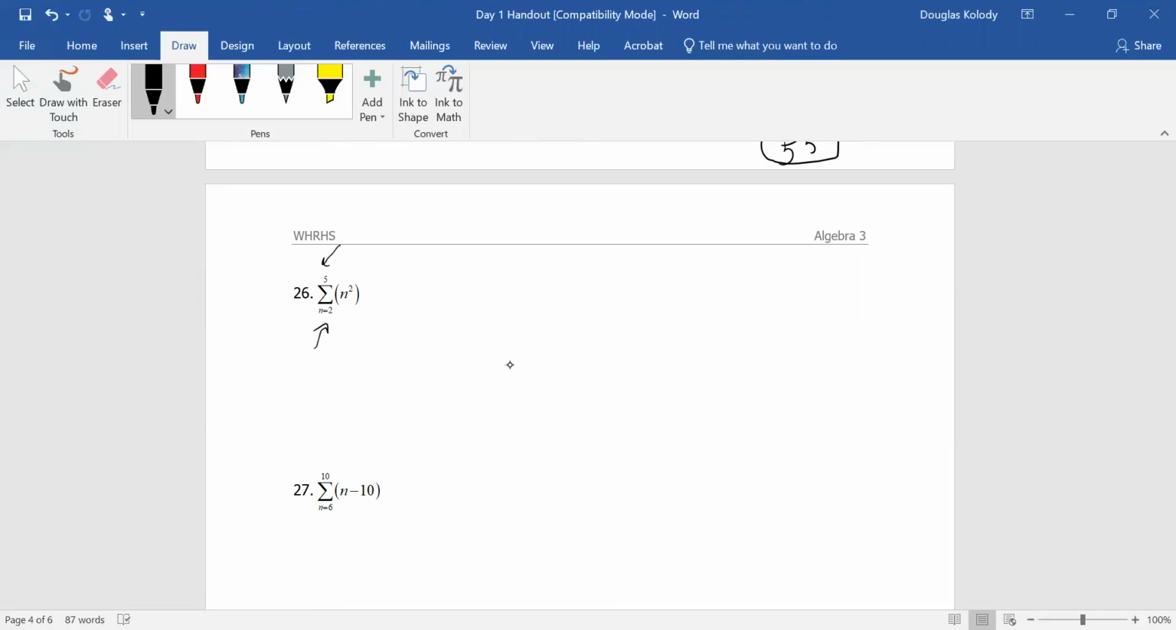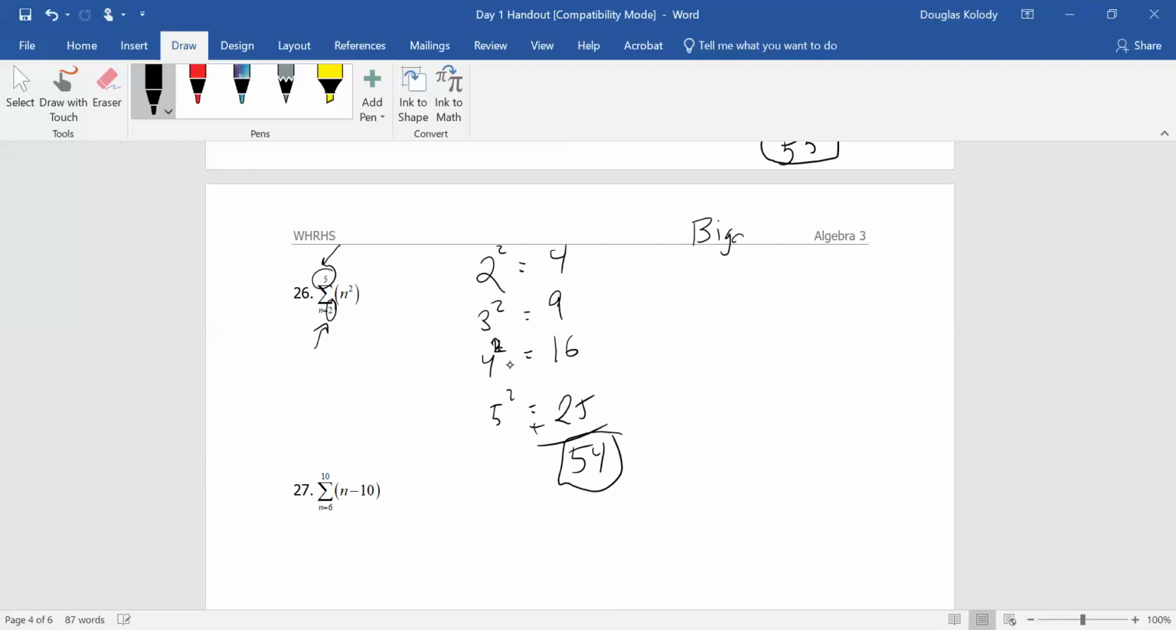So that means I'm going to start with 2 this time. So I'll do 2 squared, and then 3 squared, and then 4 squared, and then 5 squared. I started with 2, and I went until I got up to 5. 2 squared is 4, 3 squared is 9, 4 squared is 16, 5 squared is 25. There's my sum. And if I do 4 plus 9 plus 16 plus 25, I get 54. That's my final answer.